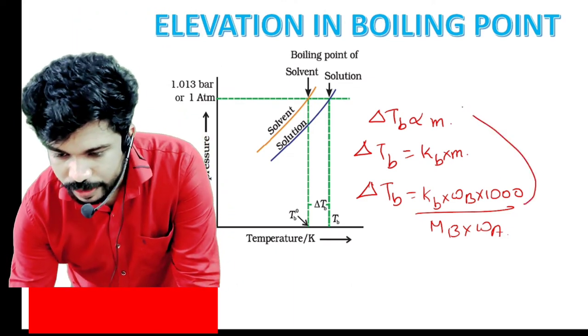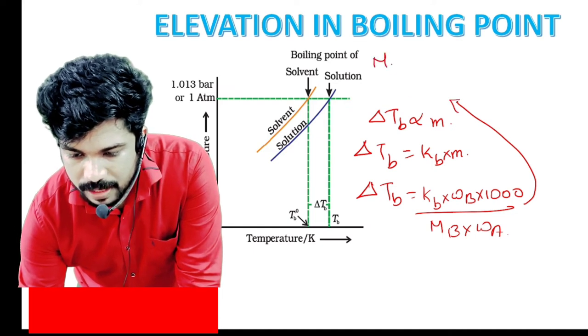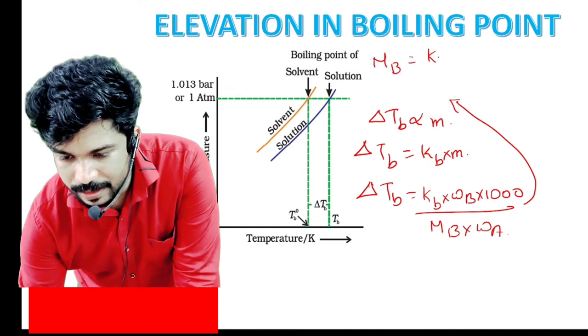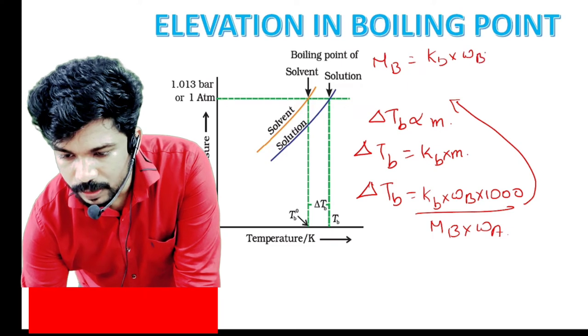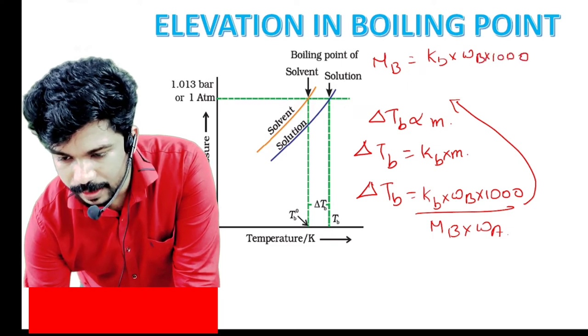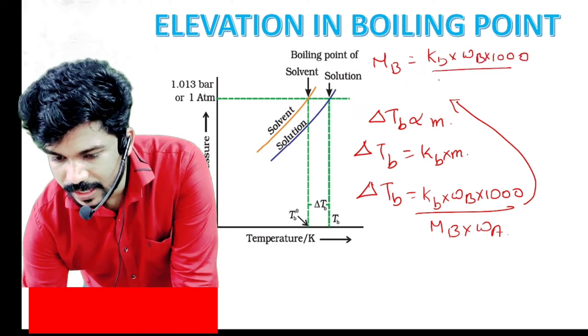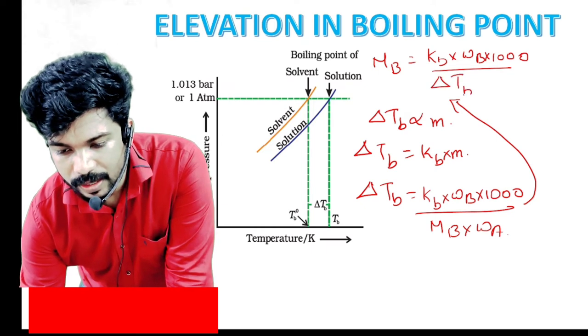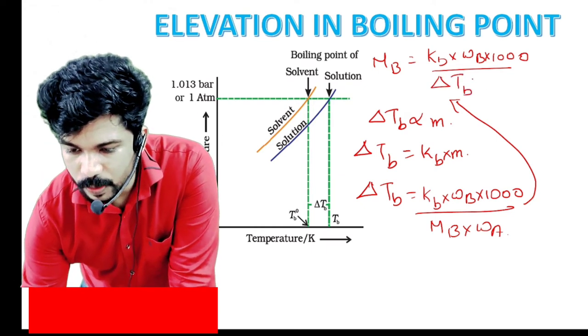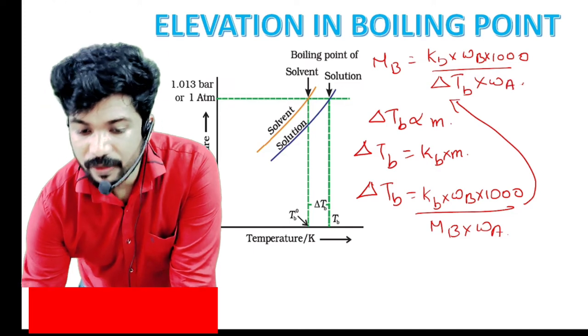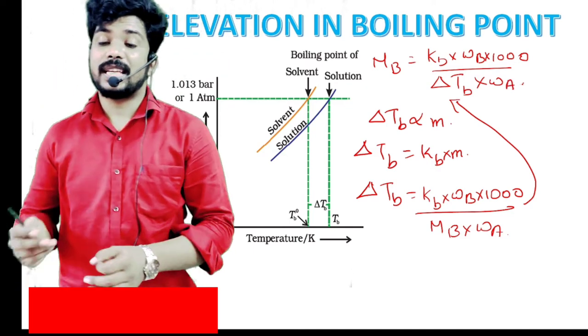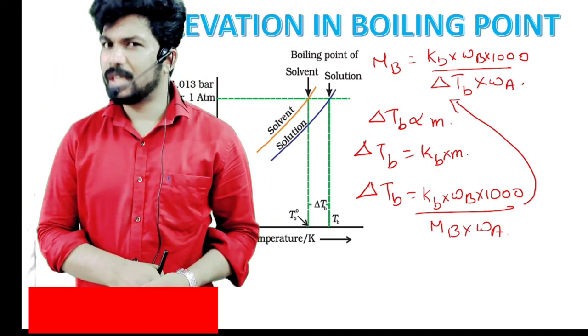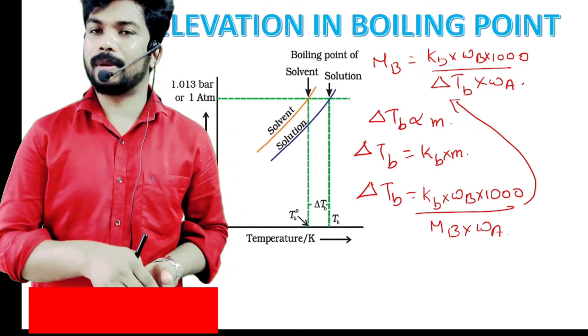And the equation will become MB is equal to KB into WB into 1000, divided by delta TB, which goes to the denominator, delta TB into WA. This will be the final equation to find out the elevation in boiling point. So this equation is used in the problems.